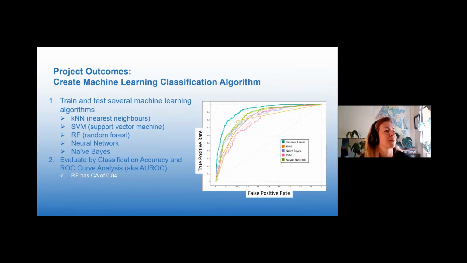So when we created this machine learning classification algorithm, we trained and tested several different algorithms like k-nearest neighbors, support vector machines, random forests, neural networks, and naive Bayes. And it turned out that the random forest had a classification accuracy of 0.84, which is quite good. So on the right-hand side here, you'll see this receiver operating characteristic curve, set of curves, which is also called an area under curve or an area under receiver operating characteristic curve. Love the acronyms here.